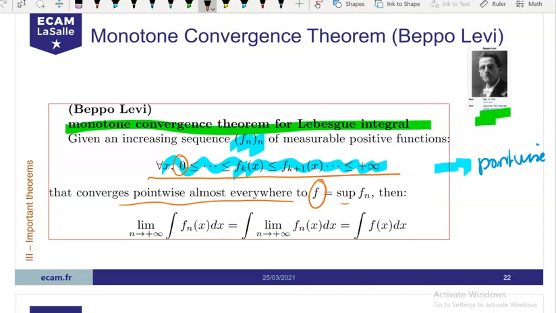Then we have what we wanted to be able to decide: that the limit of the integral is equal to the integral of the limit. And what is the integral of the limit? Well, it's the integral of the limit function, f of x. Okay, so let's apply this.